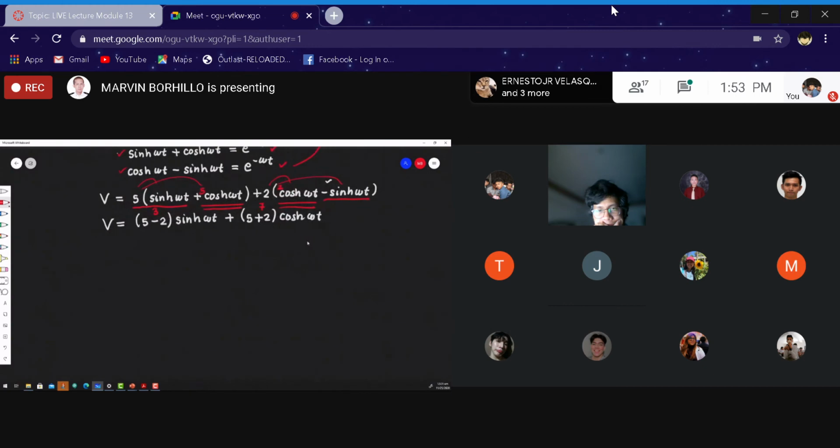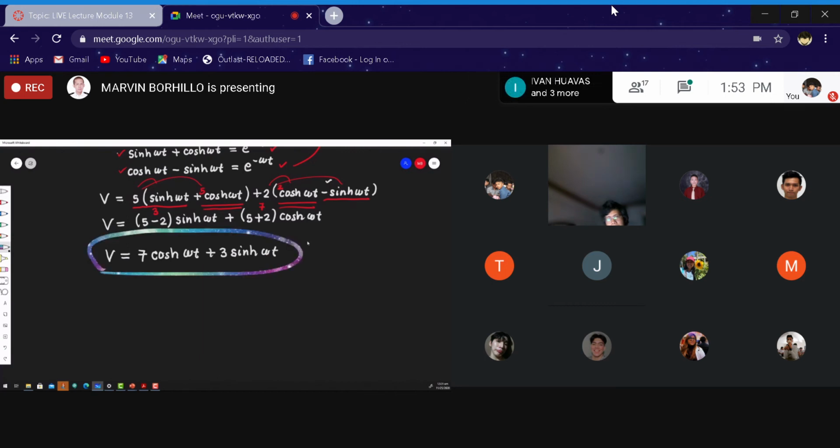So our final solution will be V is equal to 7 hyperbolic cosine of omega t plus 3 hyperbolic sine of omega t. This is our final solution of our second order differential equation.